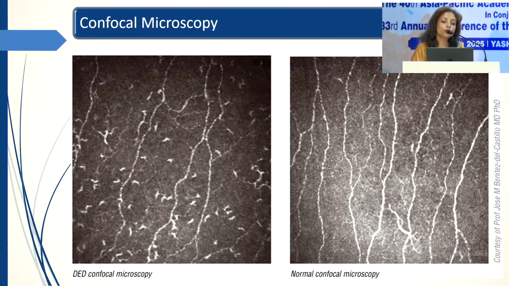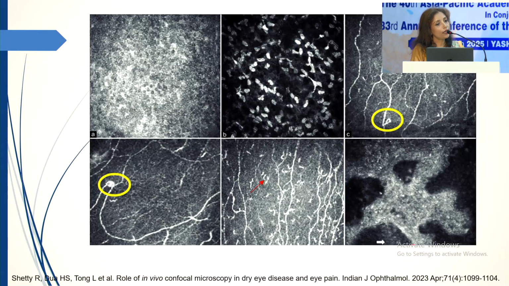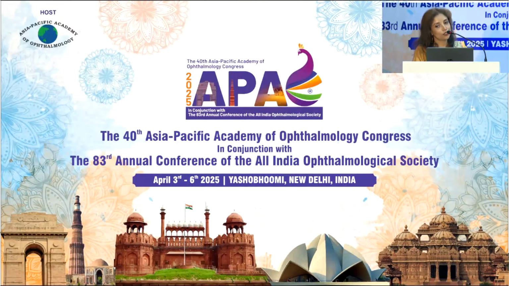Confocal microscopy: the Rohit Shetty group has done extensive studies of in vivo confocal microscopy in dry eye patients, and you see the difference. The right-sided one is a confocal reading of someone who has a normal cornea, and the left is the one with a dry eye. So in dry eye, there appear a lot of dendritic cells, which are basically signs of inflammation, and also some other abnormal nerve looping and keratocytes. These have been described by the Rohit Shetty group. Thank you very much for your kind attention.